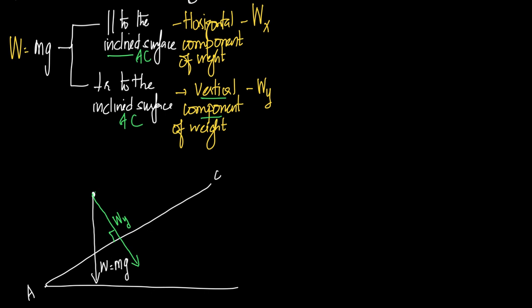What do we have next? Horizontal component. Horizontal to what? Horizontal means parallel to the inclined surface. What's the inclined surface? The inclined surface is AC. So we need one vector starting from this origin, which will be parallel to AC. Let us draw it here. So this is the next vector, and we'll call it Wx, right? The vertical component is Wy, and the horizontal component is Wx.